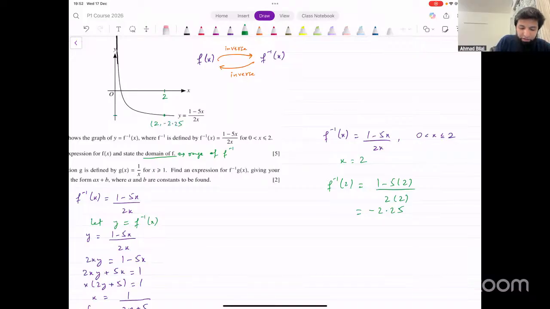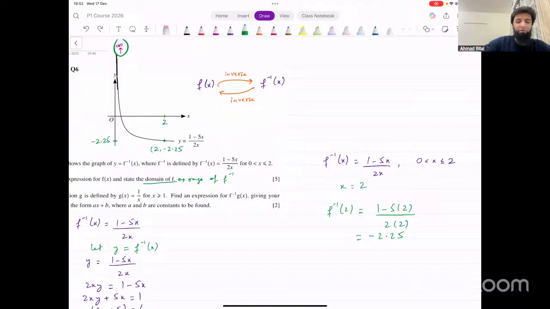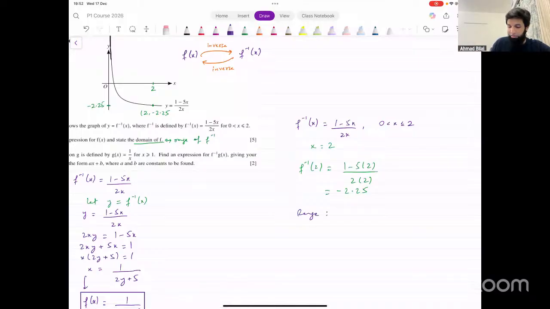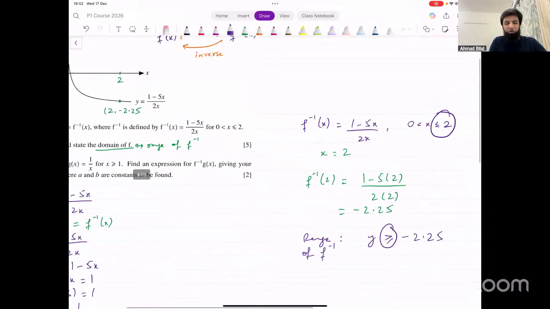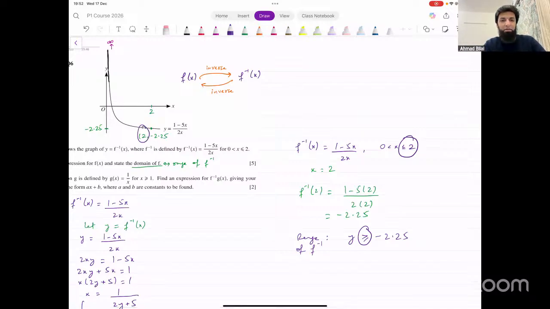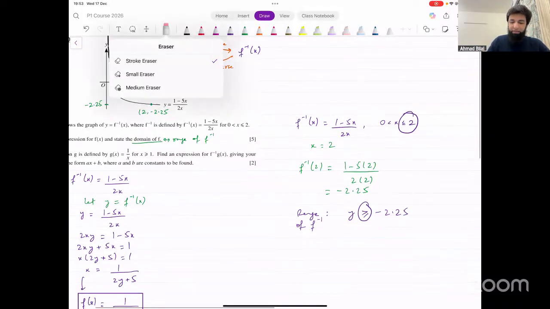So what's the range of the graph going to be then? If this is negative 2.25 and vertically the graph is going up to infinity, we can say the range of this graph is going to be y greater than or equal to negative 2.25. That's the range of f inverse. Why do we put the equal to sign here? Because we have an equal to sign with 2. Since 2 is included, the corresponding y value would also be included. Okay? That's the range of f inverse.